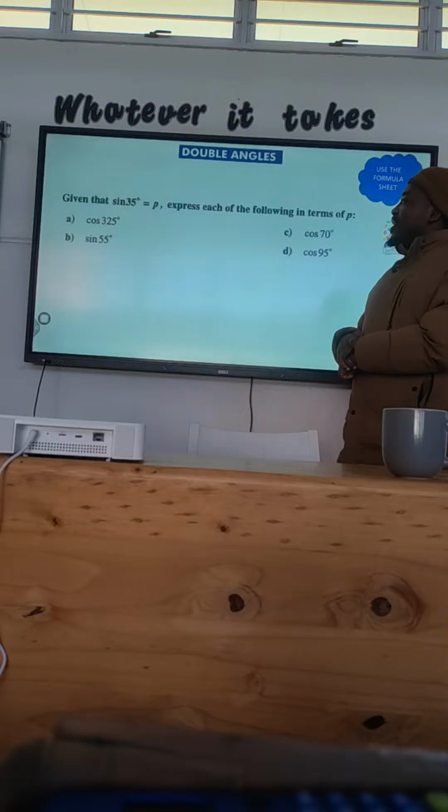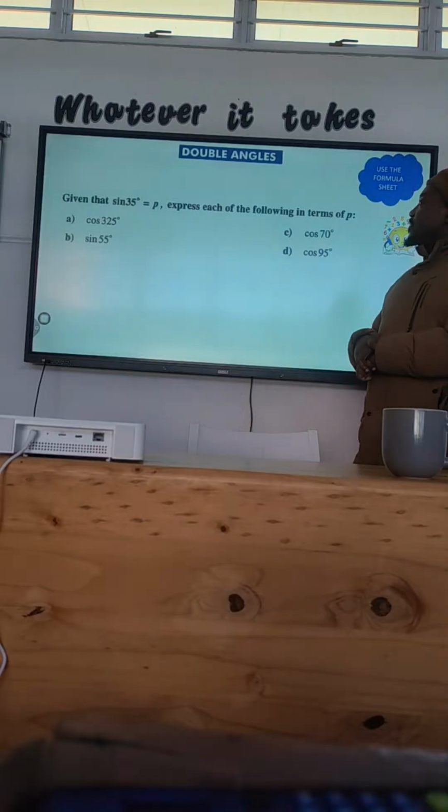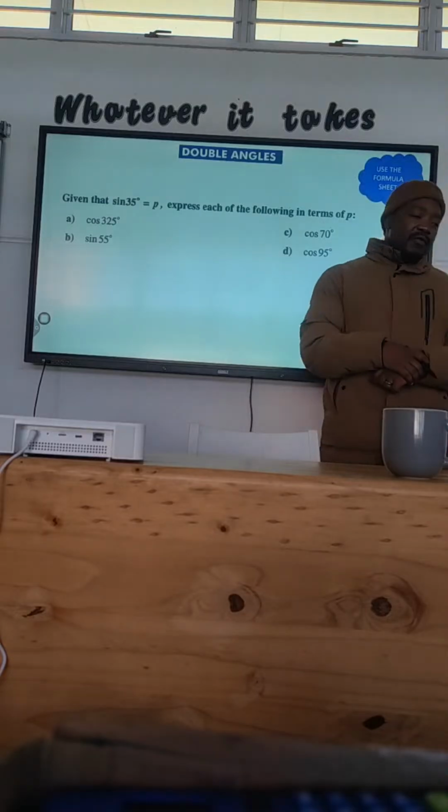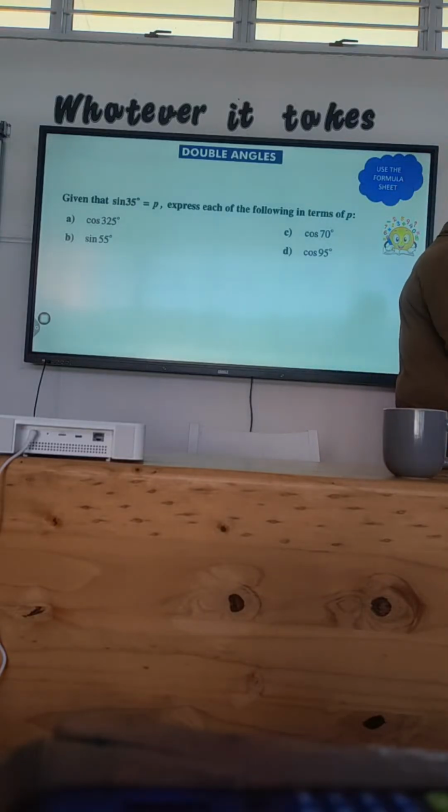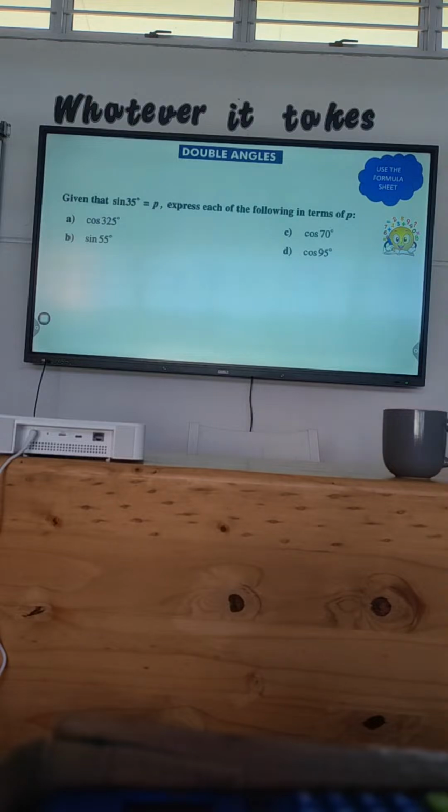Let me give you a chance to attempt it. We have sine of 35 equals P. We want you to express each of the following terms in terms of P. Can we do it, right? I know it's exciting to do math.